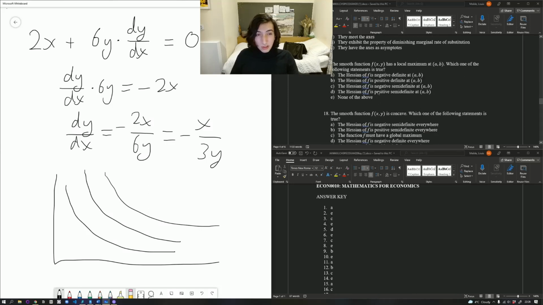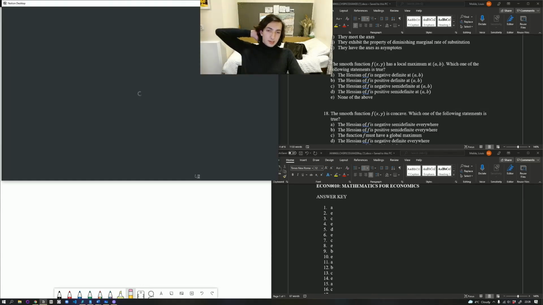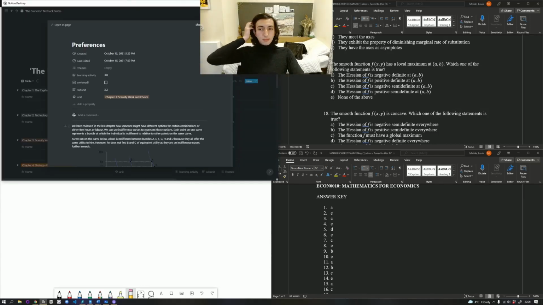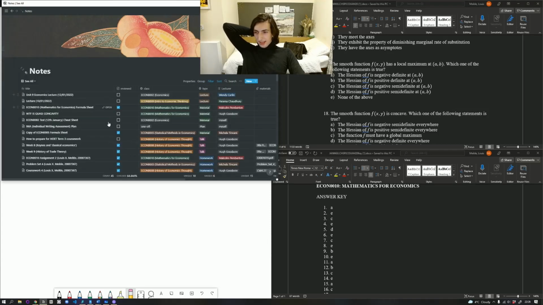This is probably a difficult one. Now, I have a formula sheet for this. Let me bring this up. Okay, so, formula sheet. Where is it?